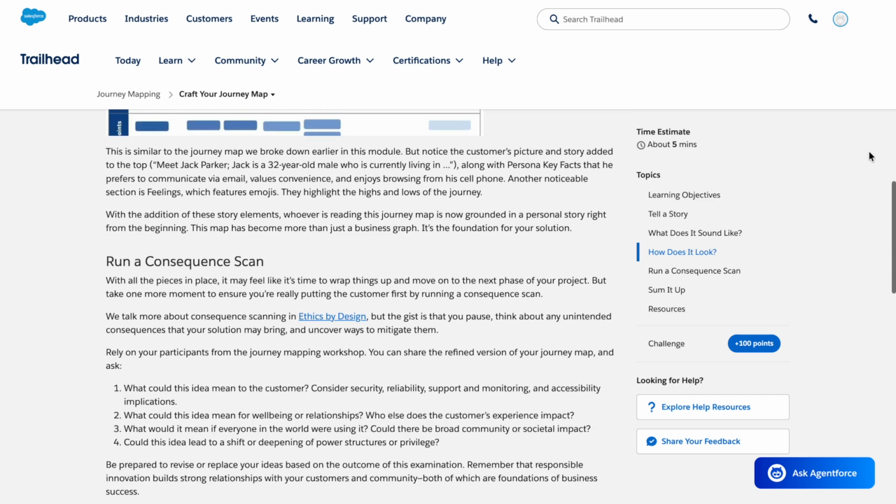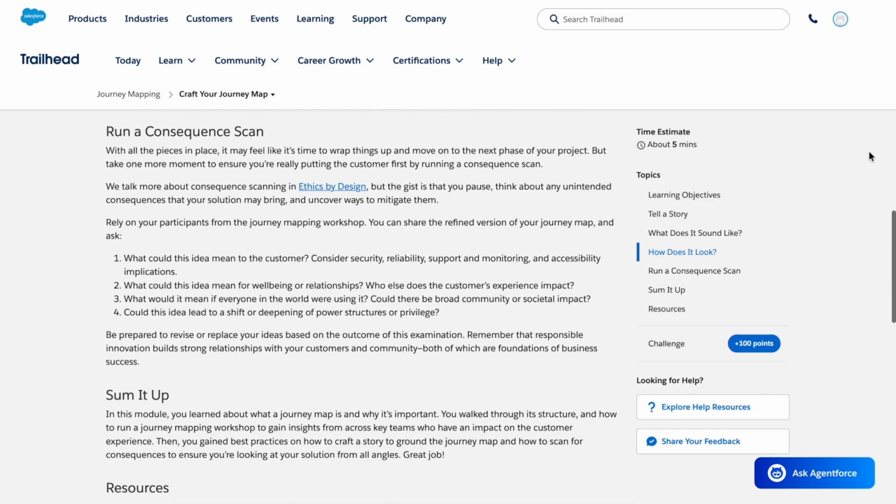Run a consequence scan. With all the pieces in place, it may feel like it's time to wrap things up and move on to the next phase of your project. But take one more moment to ensure you're really putting the customer first by running a consequence scan. We talk more about consequence scanning in Ethics by Design, but the gist is that you pause, think about any unintended consequences that your solution may bring, and uncover ways to mitigate them.